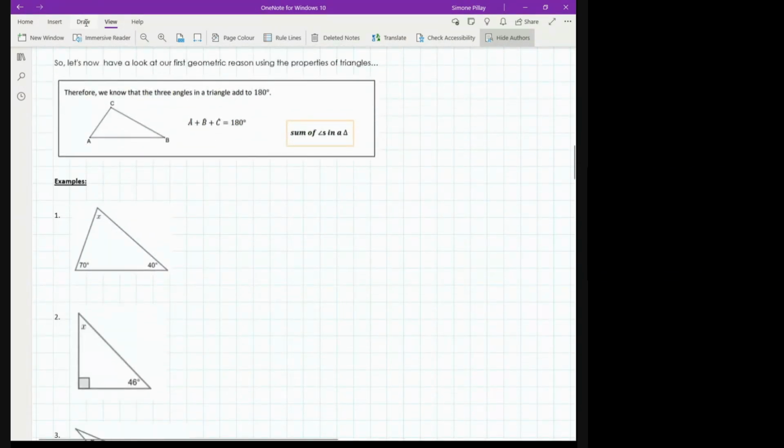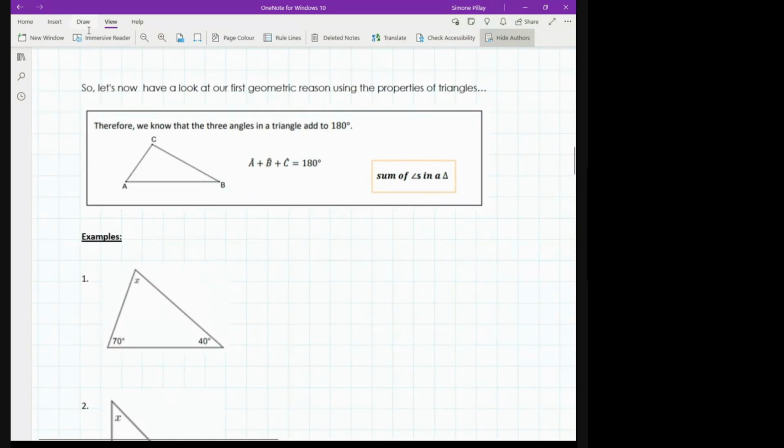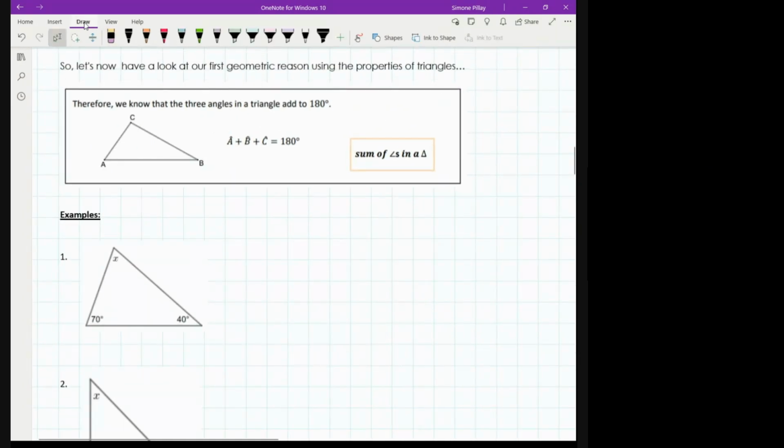And if you are confused about what I was talking about, 180 degrees, here is an explanation. So it says, let's have a look at our first geometric rule when using properties of triangles. What we covered in our previous weeks was just normal geometry rules. So we spoke about angles around a point. We spoke about F angles, those are angles that only work when there are parallel lines. We spoke about vertically opposite angles. Those are all geometry rules that we know.